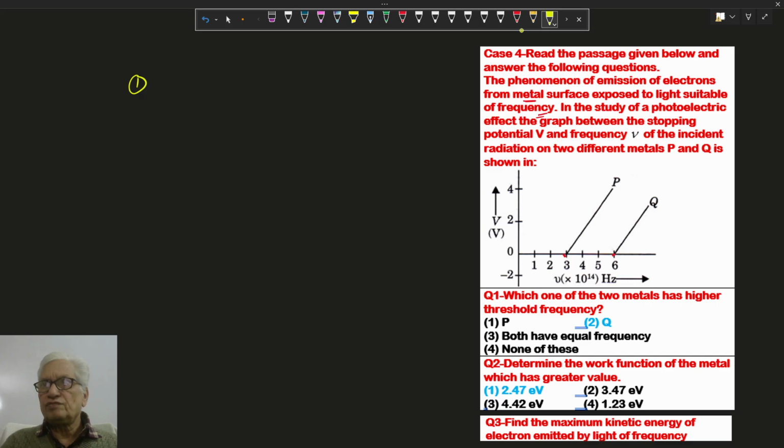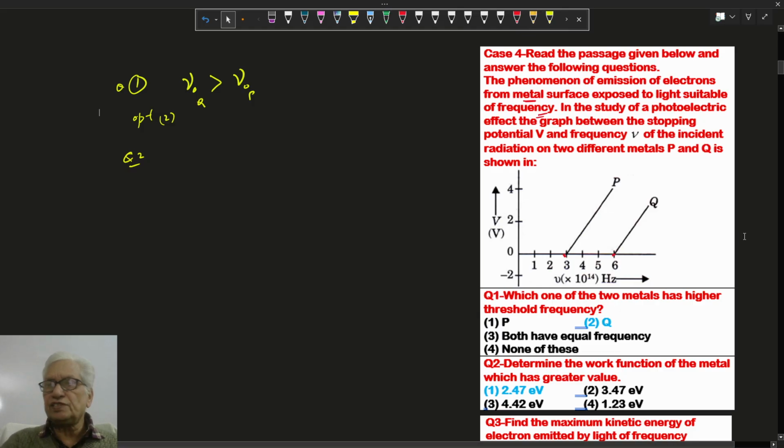Here, which of the two has the higher threshold frequency? Definitely the threshold frequency is higher for Q than P. So option 2 is correct. Now question 2.